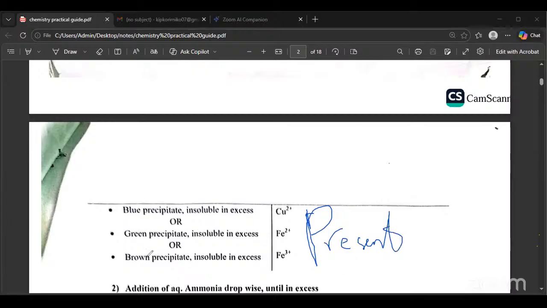So blue precipitate insoluble in excess, copper ions present. Green precipitate insoluble in excess, iron 2 ions present. And actually this one is iron 2 ions. You don't have to write Fe2+ ions. It just says it is iron 2 ions. That is why I call this one iron 2 ions. So this one is iron 2 ions present. Brown precipitate insoluble in excess, iron 3 ions present.